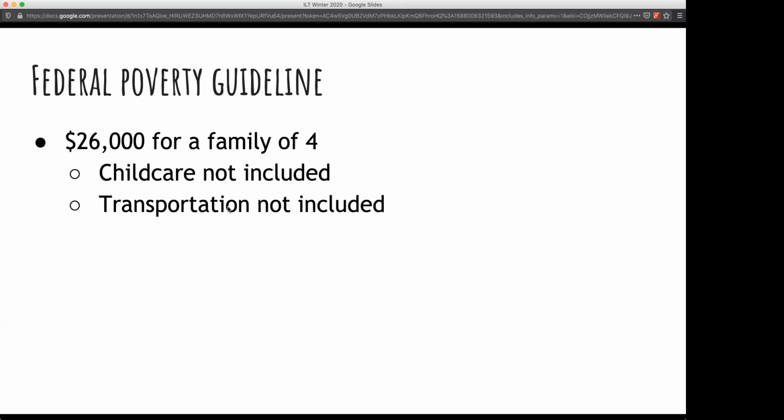Okay, so one thing that I found rather shocking was that the federal poverty guideline is about $26,000 for a family of 4. The really shocking part of that is that that number was arrived at back in the 60s.